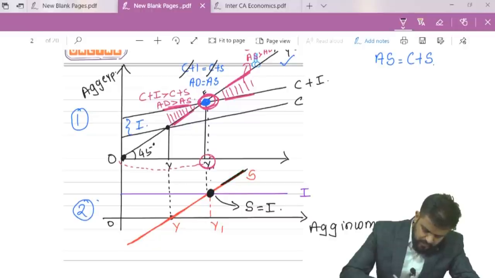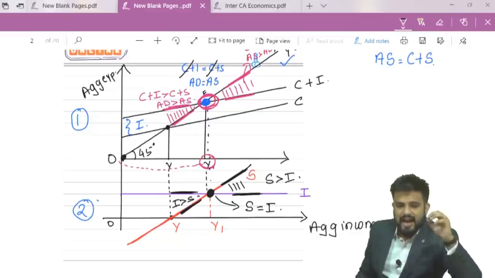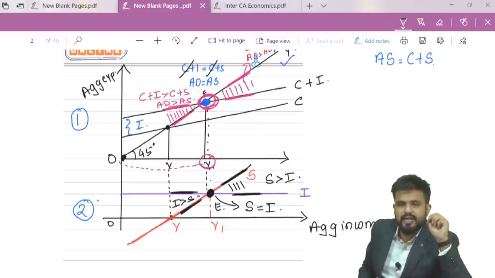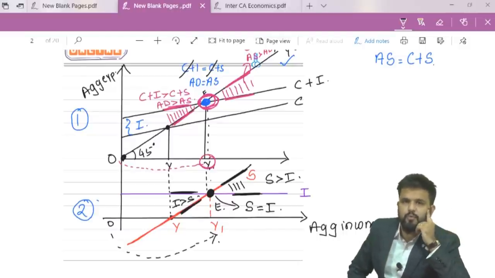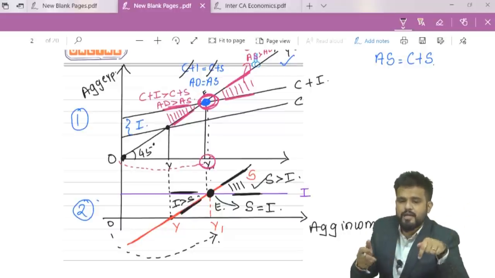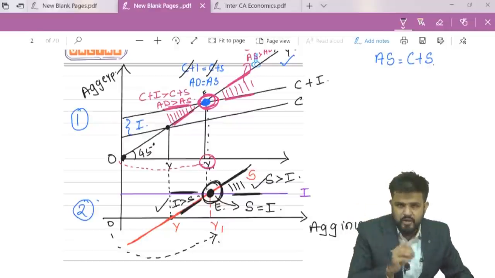Here, can I say savings are more, investments are less? So here it would be S greater than I. Here it would be I greater than S. But at point E, look at panel 2. Can I say injections are equal to leakages? That is the equilibrium point, which gives you the equilibrium level of national income, equilibrium level of output. So right hand side, leakages are more than injections. I'm talking about this part. Left hand side, injections are more than leakages, and at point E, savings equals investment, that is leakages are equal to injections.